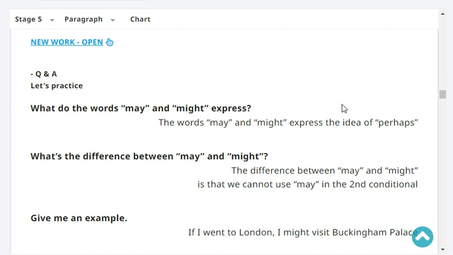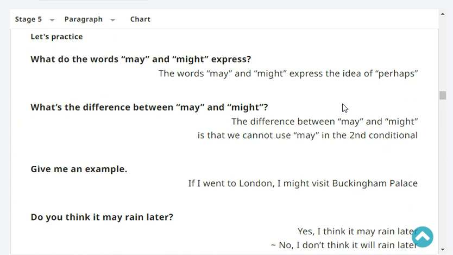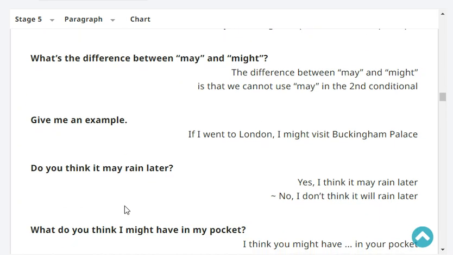The difference between may and might is that we can't use may in the second conditional. Give me an example, please. If I went to London, I might visit Buckingham Palace. Very good. Do you think it may rain later?